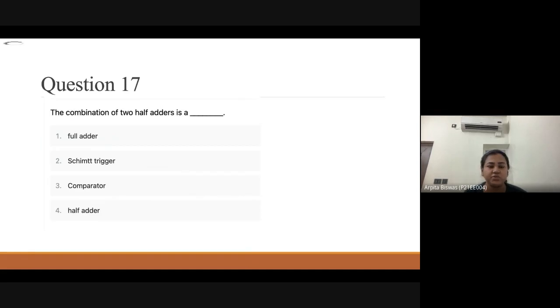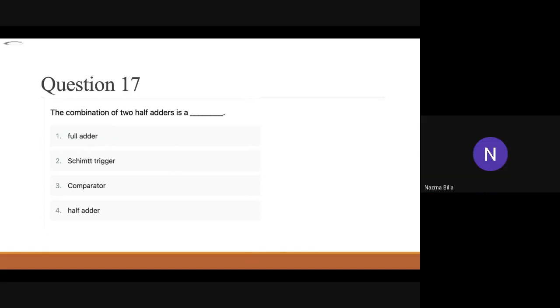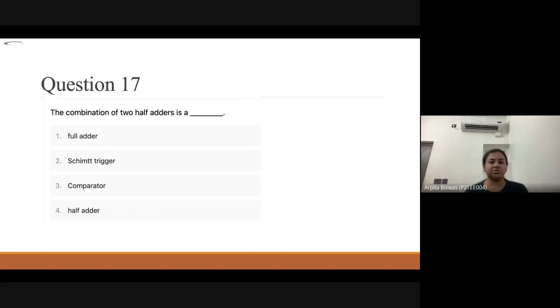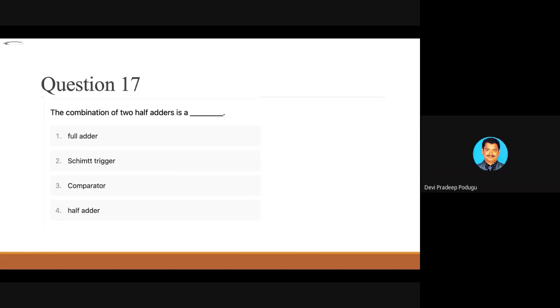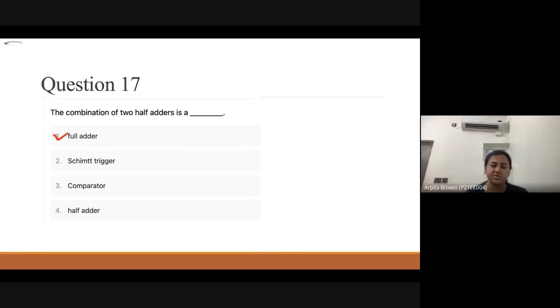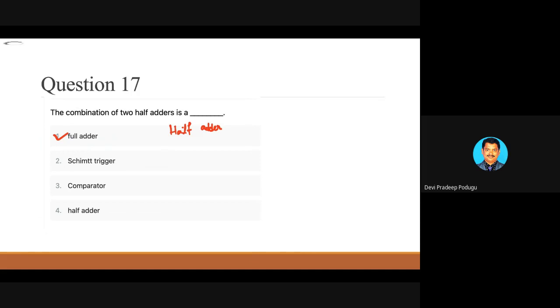The combination of two half adder circuits is a full adder, ma'am. Okay. So here we are going to discuss the full adder and the half adder circuit. Can you explain the half adder, what is the sum and carry, and how it is represented? If A and B are inputs, carry is A multiplied by B, AB, and sum is A exclusive OR B.